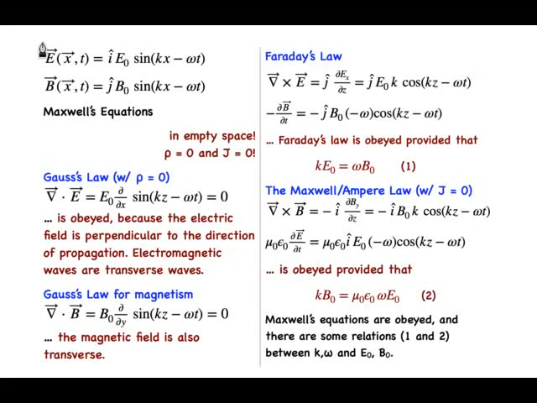So here are my harmonic waves, sinusoidally oscillating in position and time. E is polarized in the x direction, B oscillates in the y direction, and again, I have a mistake here. It's propagating in the z direction. So the position dependence is z.